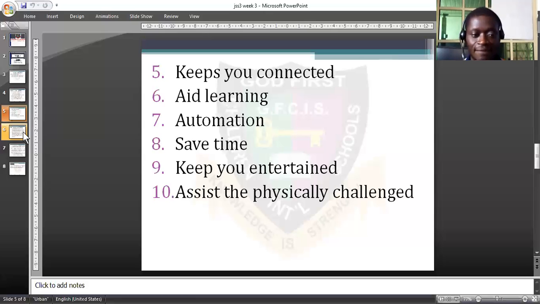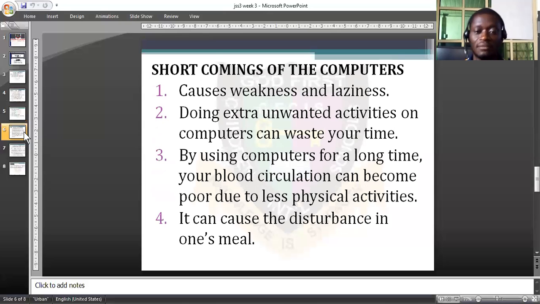Assist the physically challenged. We all know the case of Yinka Ayefele. The chair he is currently using to move from one place to another is an automation. It's helping him to move easily from one point to the other.